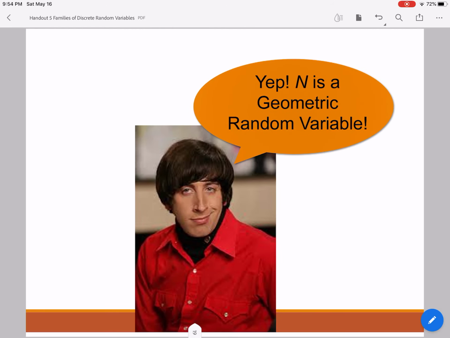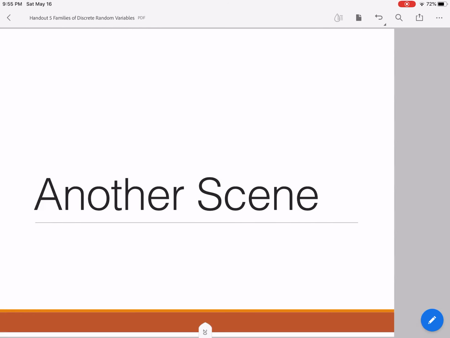Yep, n is indeed a geometric random variable because Howard is continuously asking Penny out until she finally goes out for dinner with him. So the number of trials here until the very first success is going to be a geometric random variable. Let's take a look into another scene.